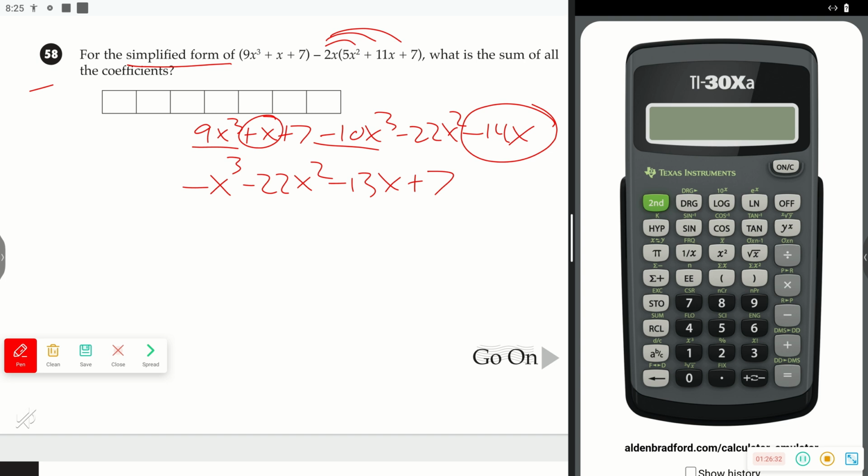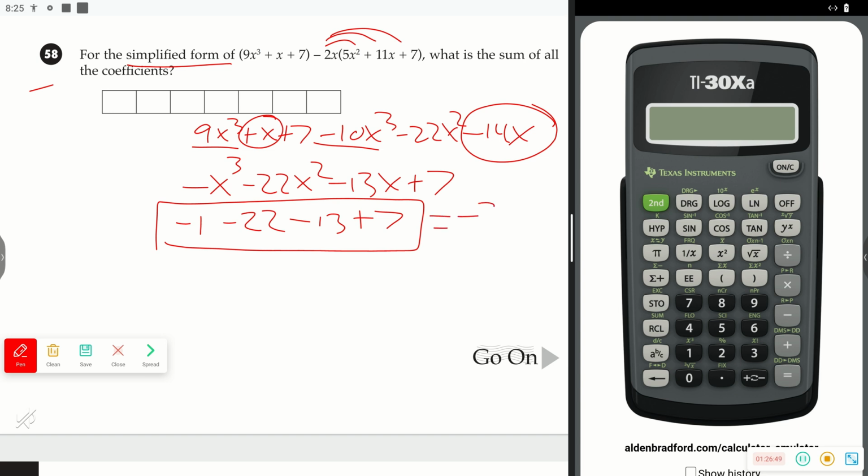So the coefficients are negative 1, negative 22, negative 13, and positive 7. If we just do the math, that's going to give us the answer. And if we do that, our answer is negative 29. So it's negative 29. That's the sum of all of the coefficients.